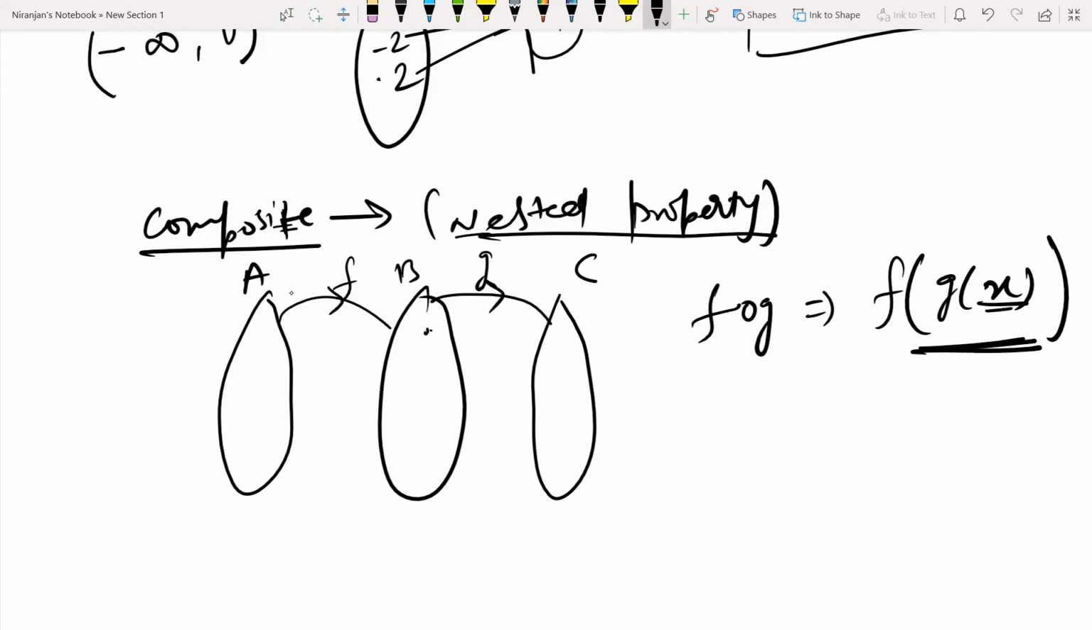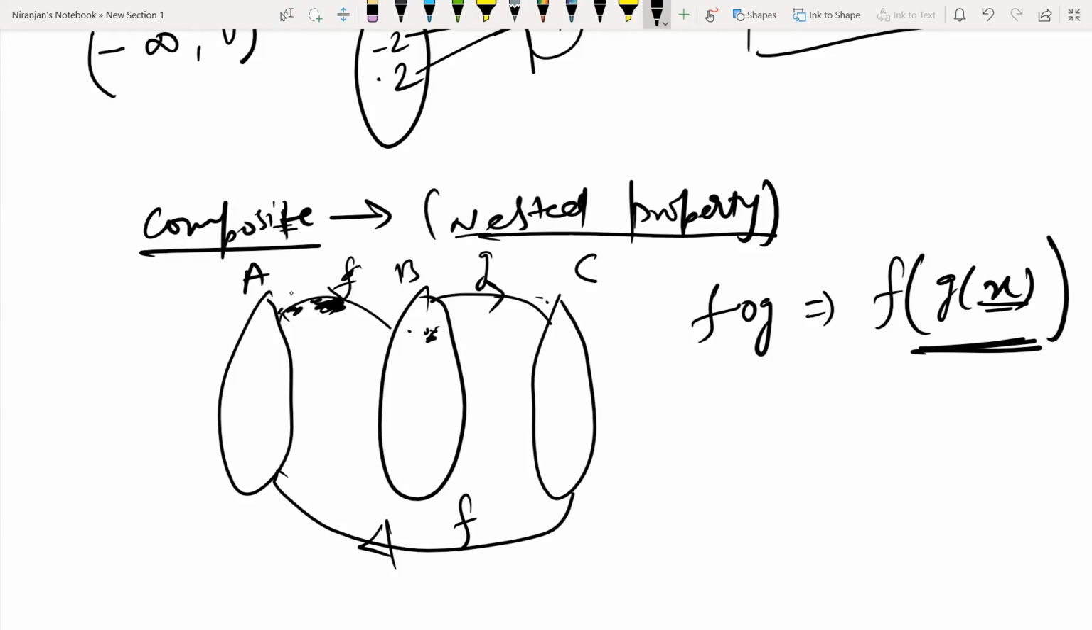So, sorry, A2, the mapping is going to be G of X is B to C, then you have input C. Then your F should be defined as this, guys. So how do you imagine the mapping?